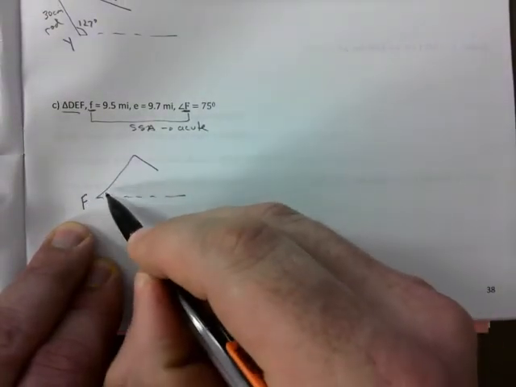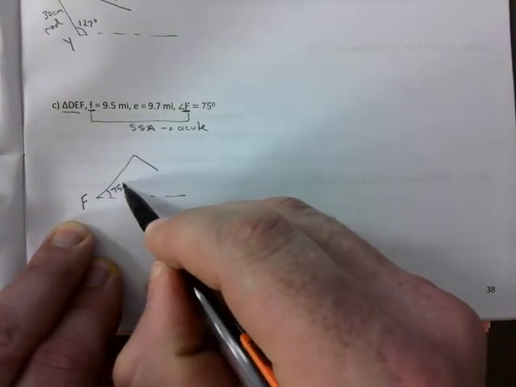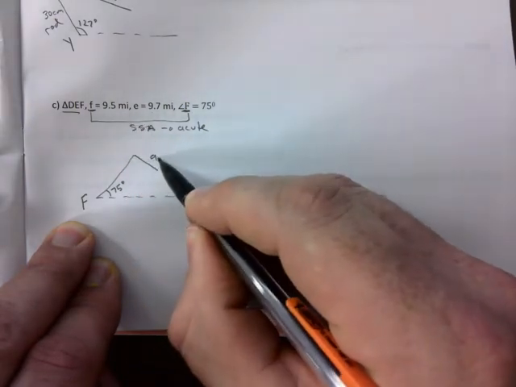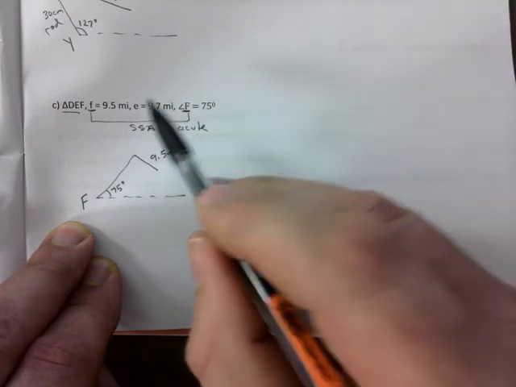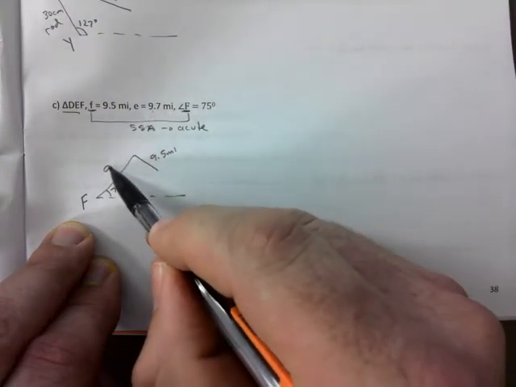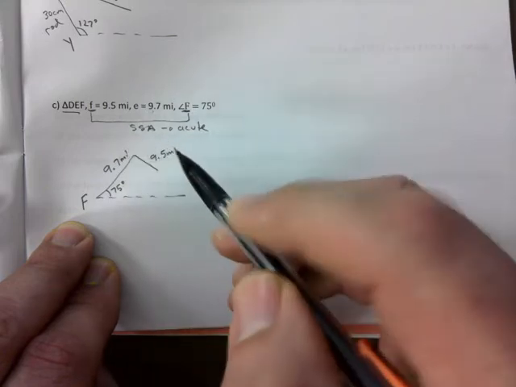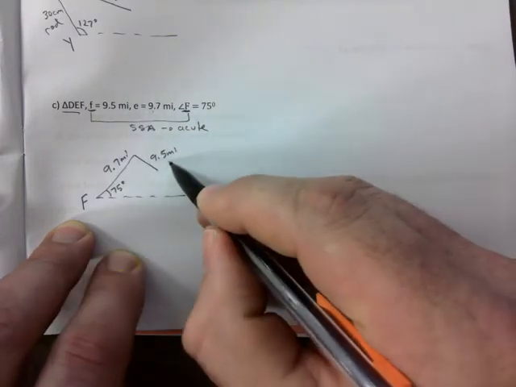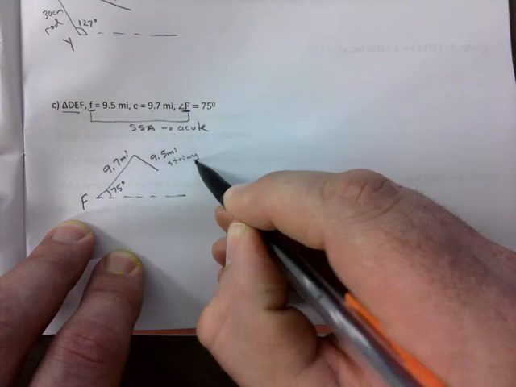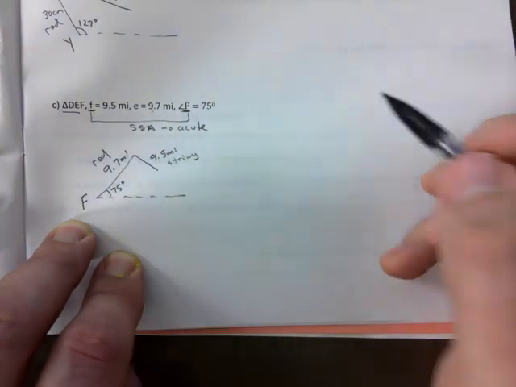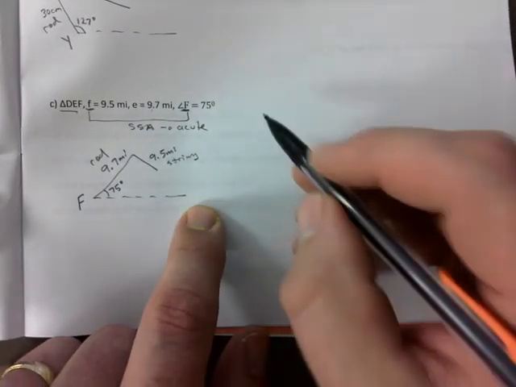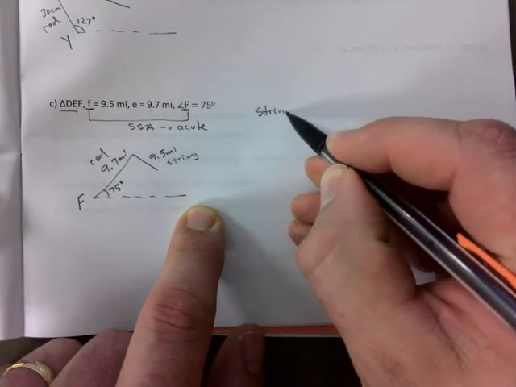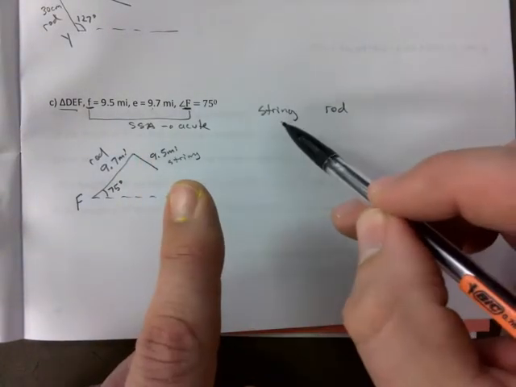Angle F is here. 75 degrees is there. Side across from it is there. And the other side, just make sure it shows up here. And we're going to go string and rod. String, rod. So let's talk about it. String and rod. String, I introduce you to rod, rod, string. Okay.